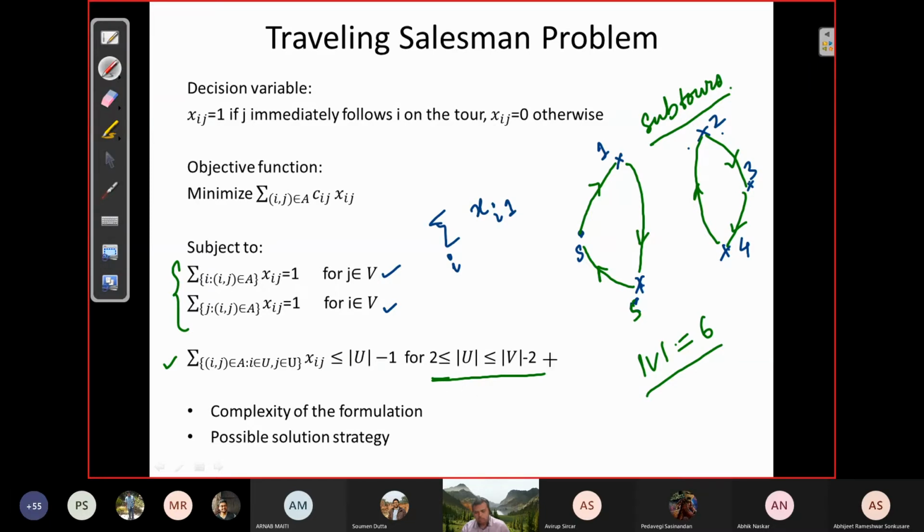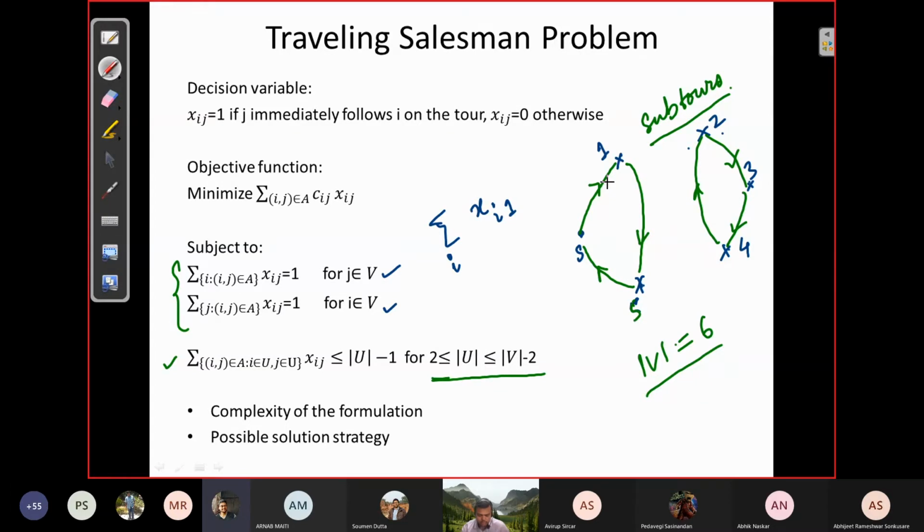Because the number of subtour elimination constraints becomes exponentially high for large graphs. As you try to solve large problems with many cities, say 100, 1000, 2000, then you cannot solve it by the available algorithms. So that is why it is called one of the very difficult problems in NP-hard. But everyone has understood how this subtour constraint works.